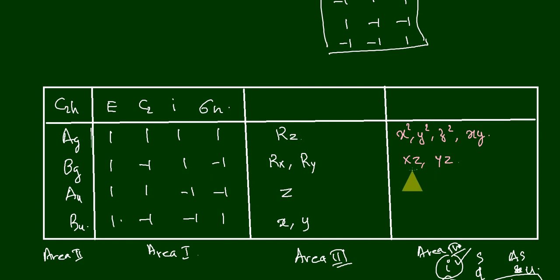So now we have written everything in the character table. So this is the character table of the C2h point group. And we have Rz here, Rx, Ry here, z here, and x, y here. Should be very careful. And we have x square, y square, z square, xy here. And we have xz, yz against BG also. Now we have the full character table.